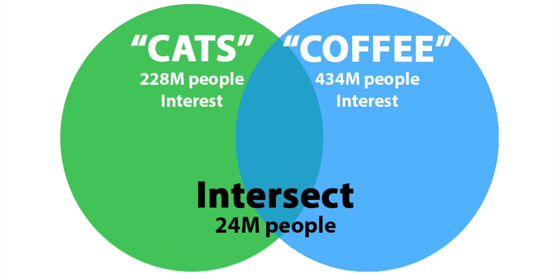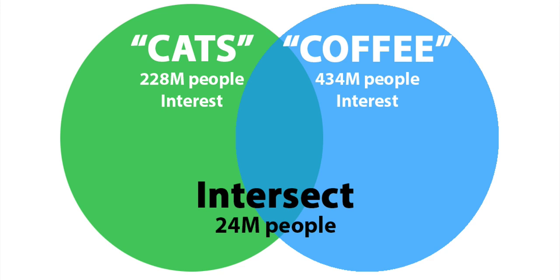So I went into Facebook and I typed in cats. And in the green circle, on Facebook, there are 228 million people that show up for the interest cats. 228 million people say they like cats on Facebook. All right, now look at the blue. 434 million people say that they like coffee on Facebook.